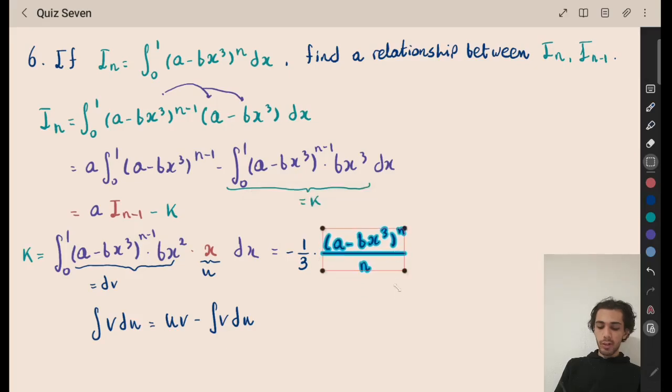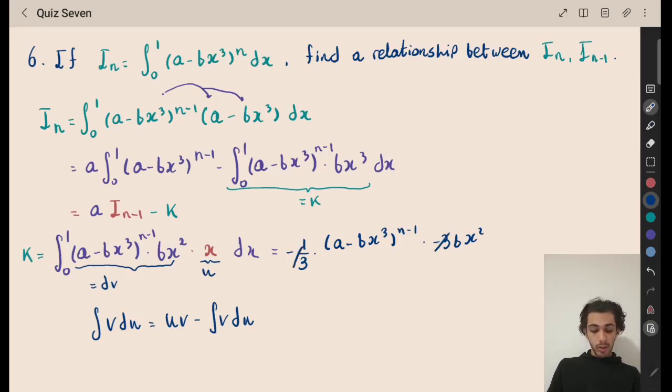And I can check this by differentiating. So if I differentiate this, I will bring down the power, then I'll get minus 1, and then I'll multiply by the derivative of the inside function, which is minus 3bx squared. The minus 3 will cancel with the minus 3, and I would get bx squared. So I checked my integral by taking the derivative, and everything looks fine. So this should be my v.